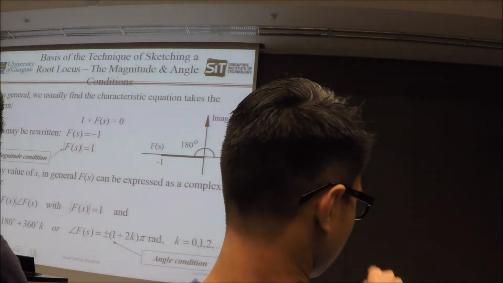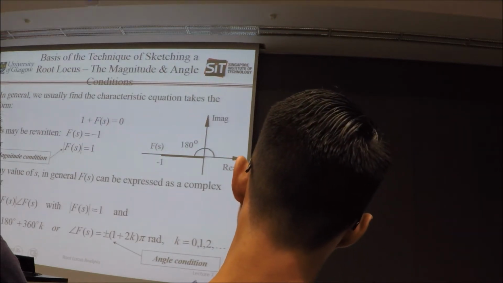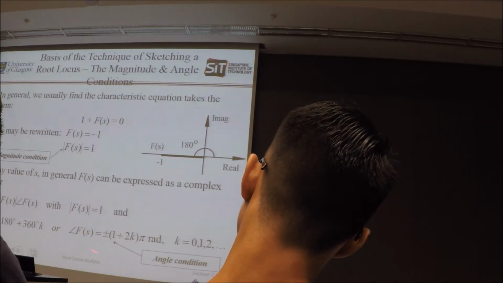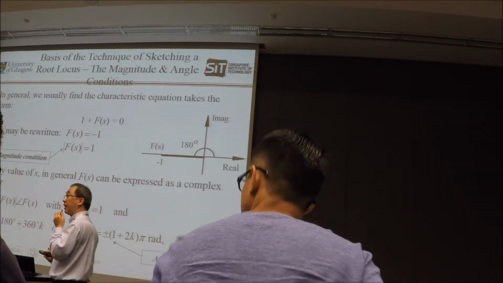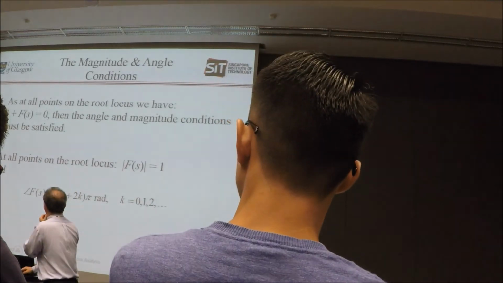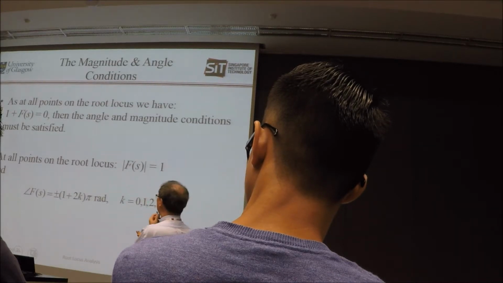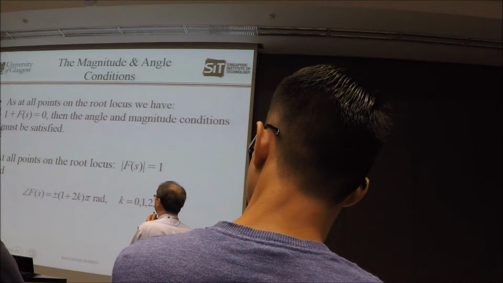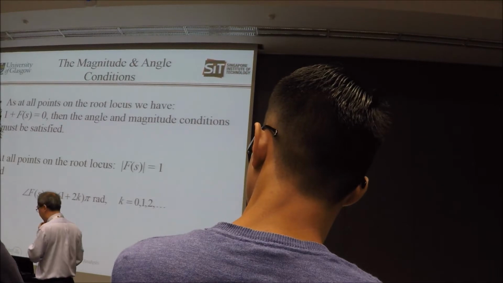That means if your closed loop poles are going to be the actual closed loop poles, the actual correct solution, they must fulfill your magnitude condition and your angle condition. So likewise, when you go into sketching your root locus, those will be the two things that we will pay a lot of attention to. At all points on the root locus, we must have 1 plus F(s) equal to 0, and as a result, we must fulfill both the angle and magnitude conditions. So you do know this is the magnitude, this is the angle condition.